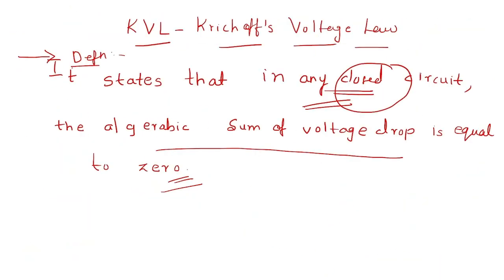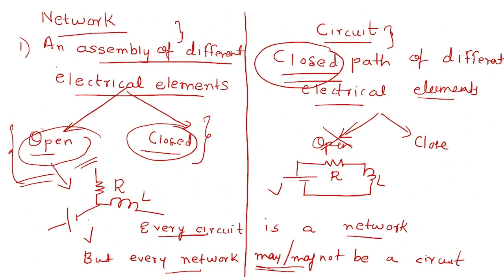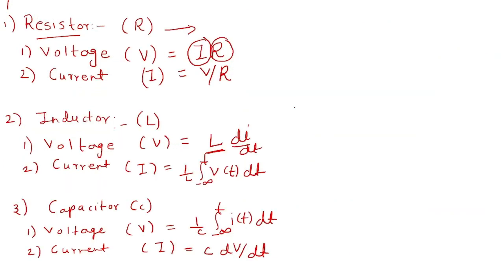I'll just give you a quick revision again. So what is a network? A network is an assembly, I repeat, a network is an assembly of different electrical elements. It can be open, it can be closed. But a circuit is a closed path of electrical elements. Hence, every circuit is a network because a network can be open or closed. But every network may or may not be a circuit, because my circuit is always closed. I hope I'm very clear with this.